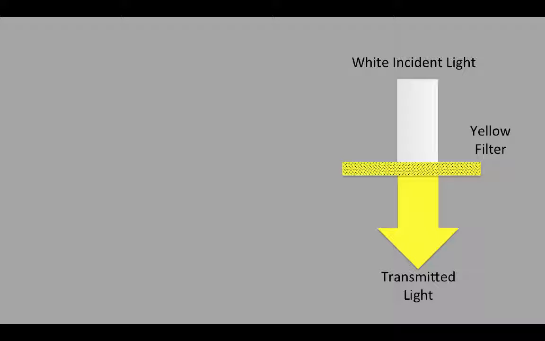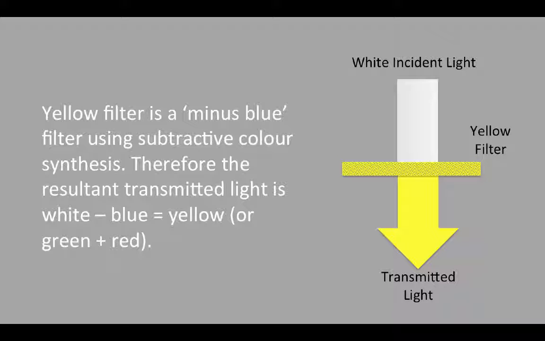So here we have our example that I just used in the previous slide. We have our white incident light traveling down through the yellow filter and the resultant transmitted light. Now, if you remember back from the first lecture, we talked about the concepts of subtractive and additive color synthesis. So these models are quite active in the way we produce images.